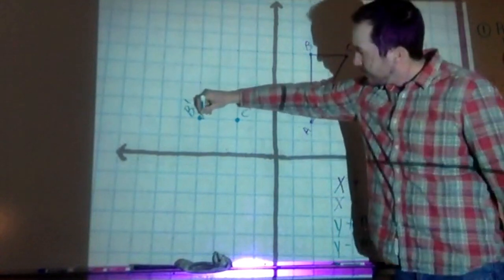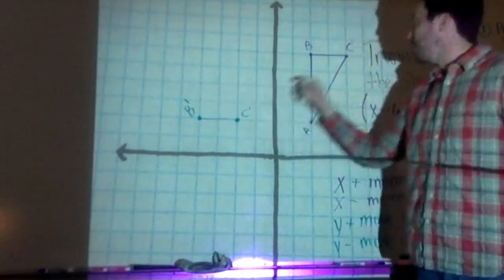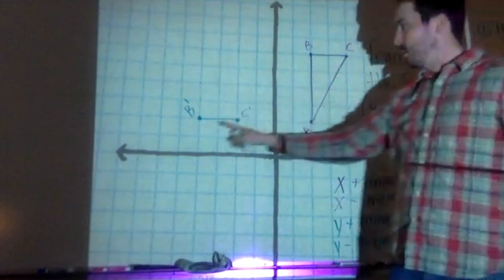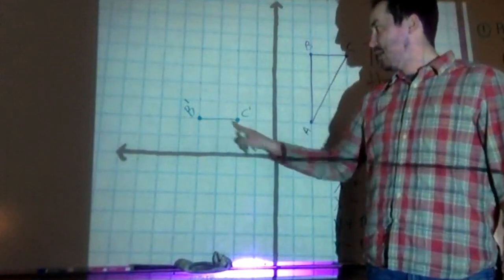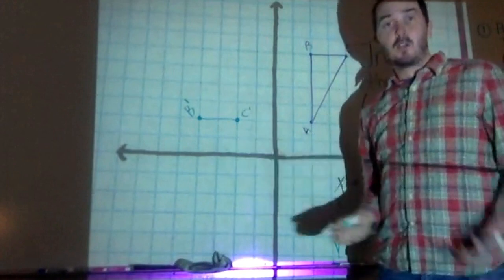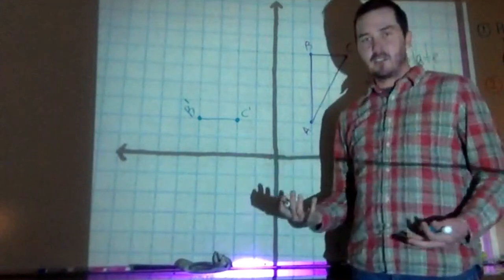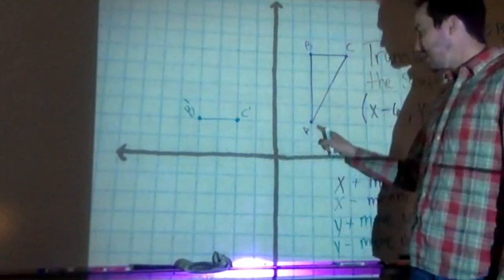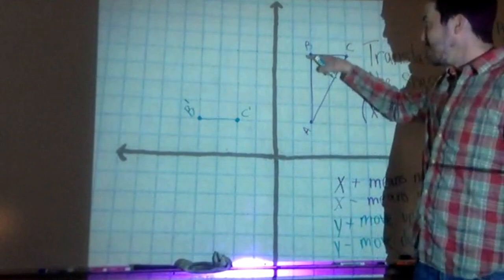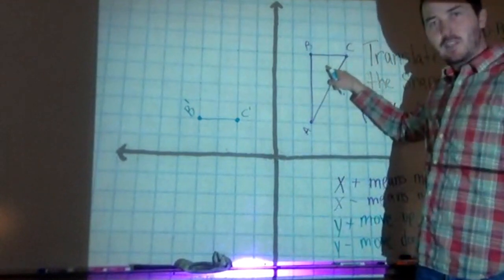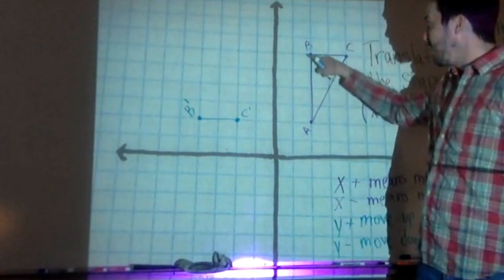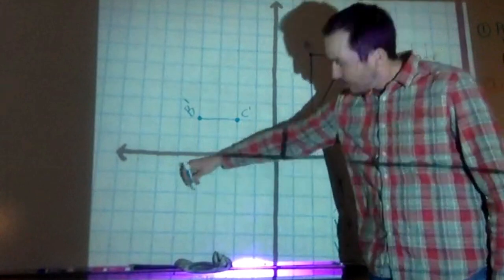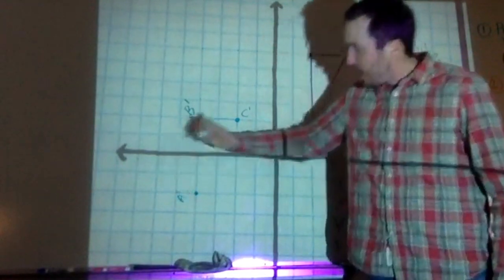C prime. Now notice, my original distance between B and C was 2 units. What is my new distance between B prime and C prime? It's still 2 units. I haven't made a difference. I haven't dilated the shape. It's staying the same size. So knowing that, I can plot the rest of my points how they are in the first image. So B and A, they are 1, 2, 3, 4 units away. 1, 2, 3, 4. There's my A prime.